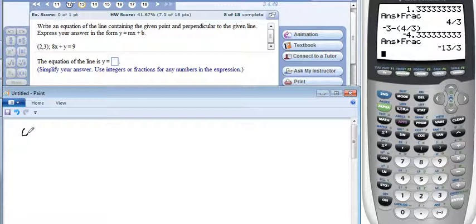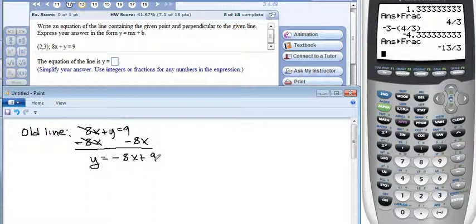So, old line. I need the slope. I've got 8x plus y is equal to 9. So here I have to solve for y. Boy, this one's going to be easy. Okay, this is gone, so I have y is equal to minus 8x plus 9. What is my slope? My slope is a negative 8. So remember, on perpendicular lines we have the negative reciprocal slope.